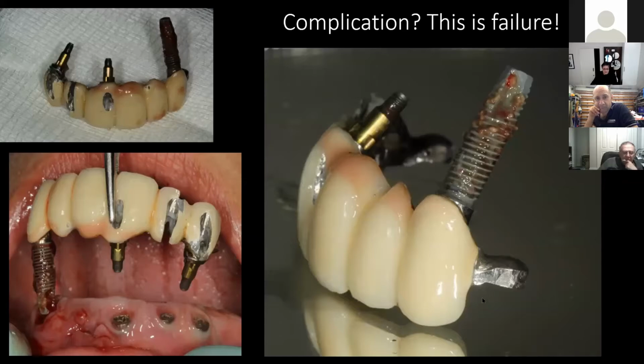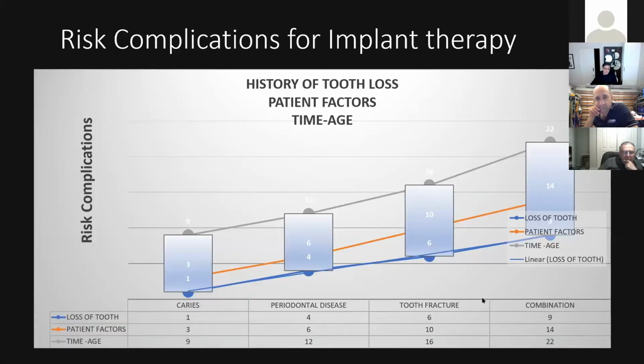But the point I'm trying to make is, we're going to talk about dental implants. Risk of complication: history of tooth loss, patient factors, time, age. If it's only caries, the risk is relatively low. Once you compare it on disease, it gets a bit higher. This is just odds ratio, roughly. It's not a real odds ratio, just to give you an idea. Once you get tooth fracture, it increases. Once you start combining, you get ninefold. You add that to the other patient factors, confounding factors, polypharmacy, etc., and it gets bigger.